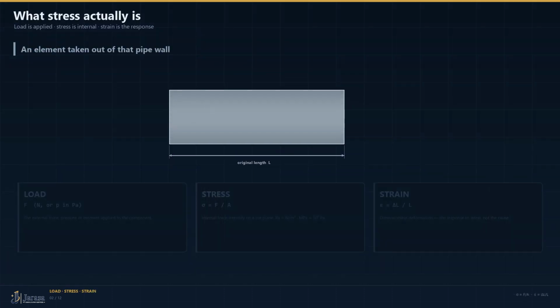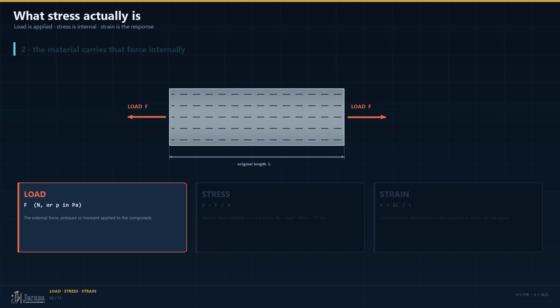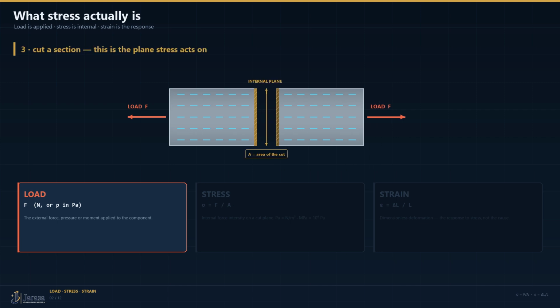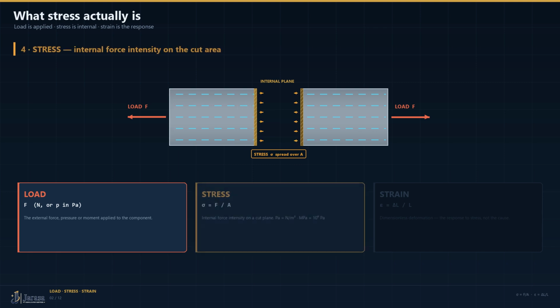Apply an external force, that is the load. Now cut a section, because that is where the answer lives. The internal force spreads across the cut area, and its intensity, force divided by area, is stress in pascals or megapascals. The element also deforms, and that deformation is strain. Load, stress, strain, three different things.